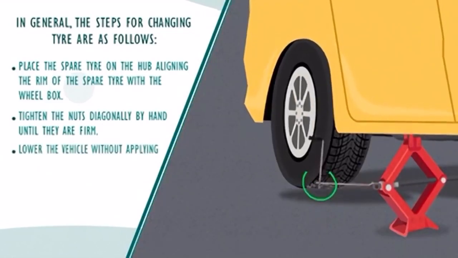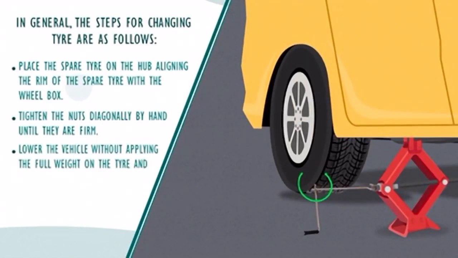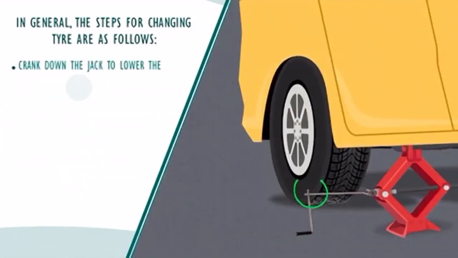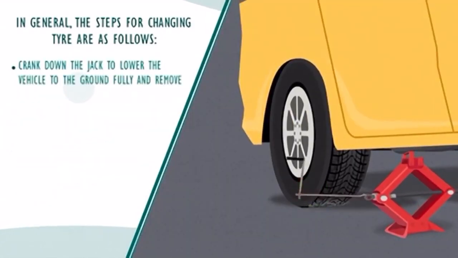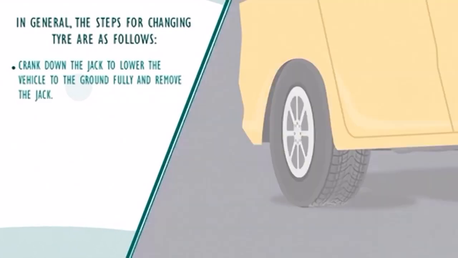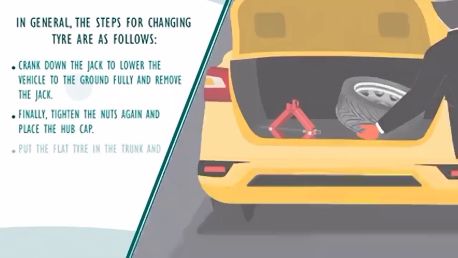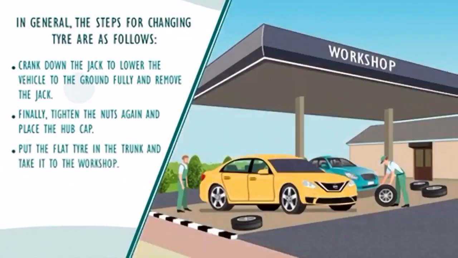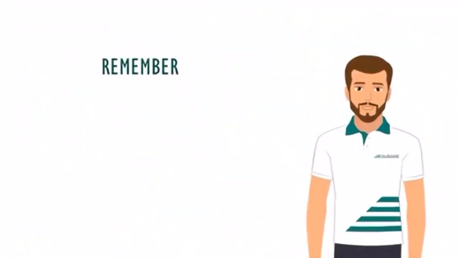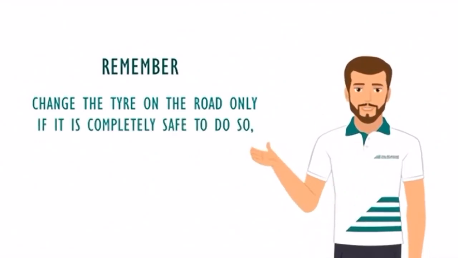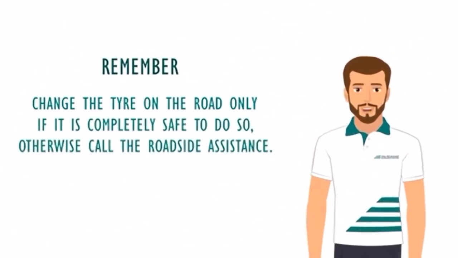Lower the vehicle without applying the full weight on the tire and tighten the nuts as much as possible. Crank down the jack to lower the vehicle to the ground fully and remove the jack. Finally, tighten the nuts again and place the hubcap. Put the flat tire in the trunk and take it to the workshop. Remember, change the tire on the road only if it is completely safe to do so, otherwise call roadside assistance.